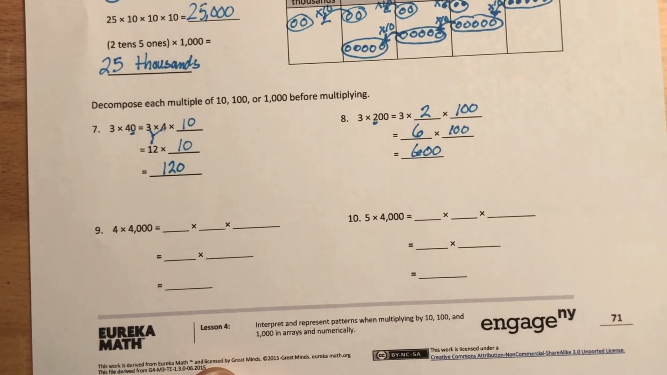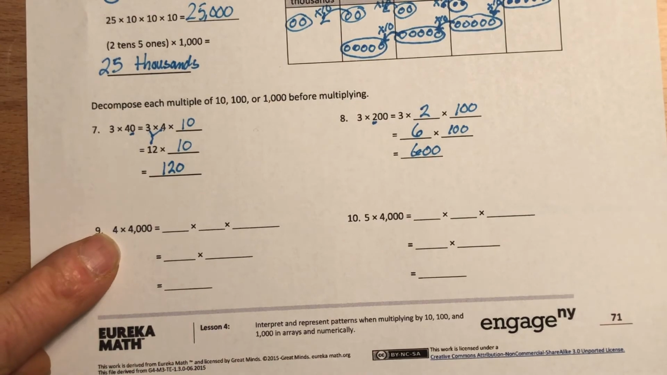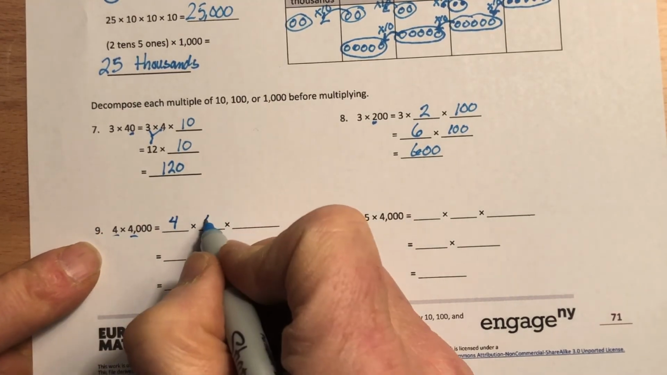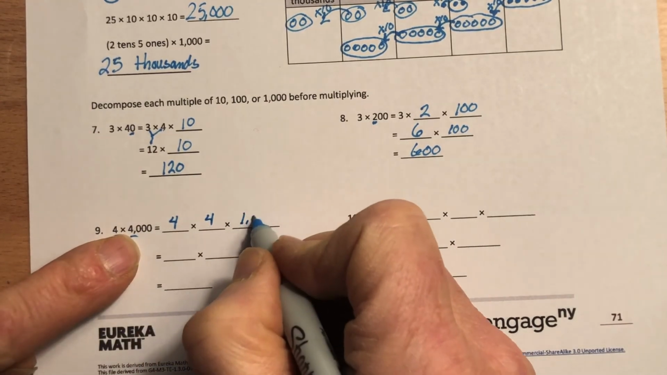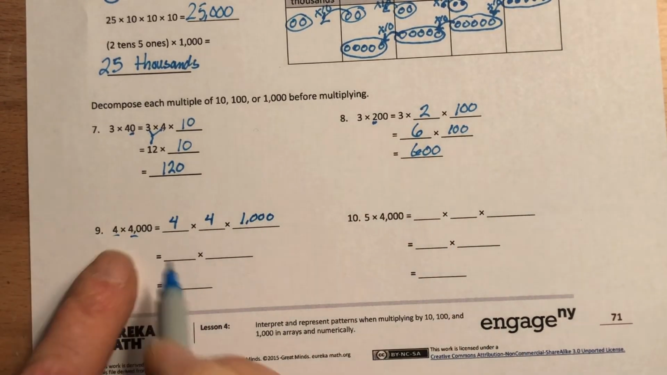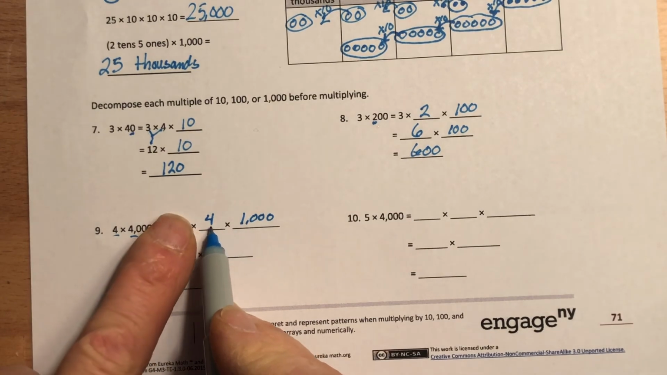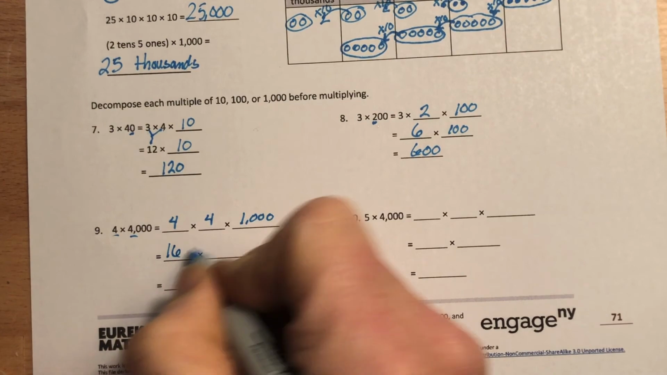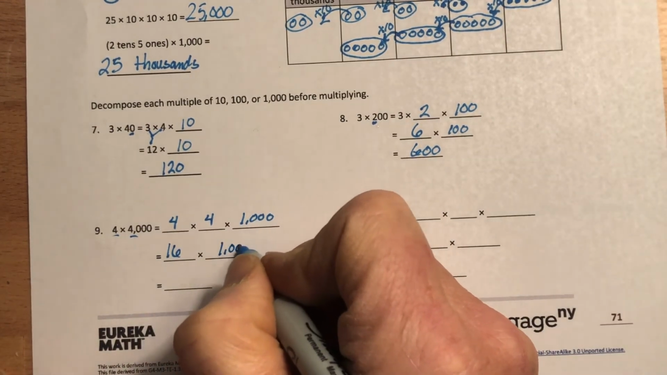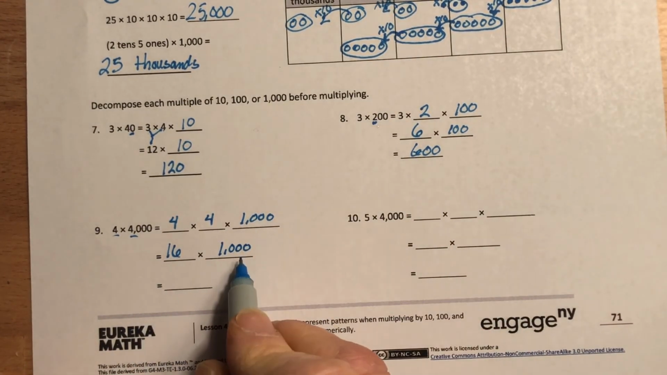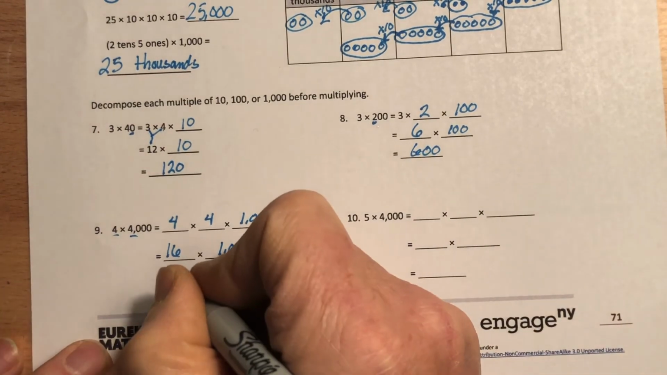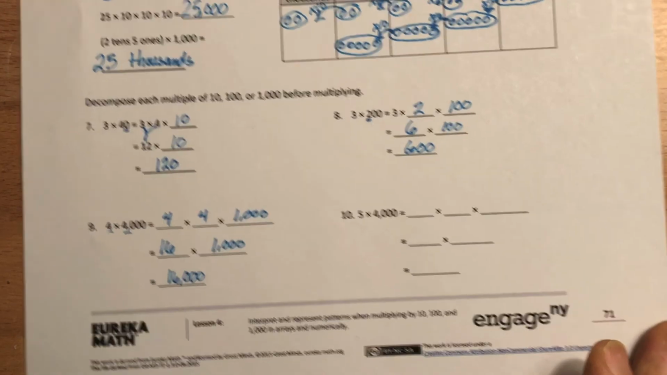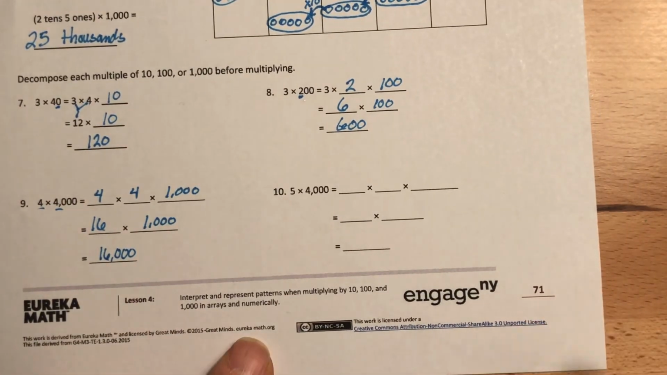And then finally, number 9 is 4 times 4,000. So what I want to do first is just do 4 times 4. I want to get that separated. And then what's left over is 1,000, okay? Because that 4,000 decomposes into 4 times 1,000. 4 times 4 is 16. I bring this down and make it 1,000. So 16 times 1,000 is 16,000. Just like that.